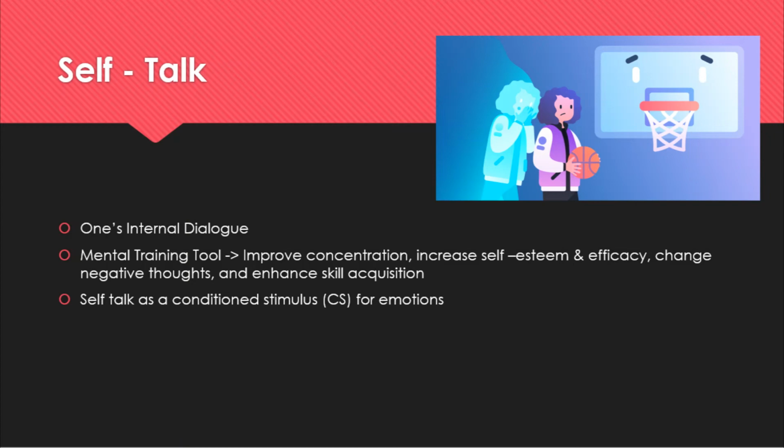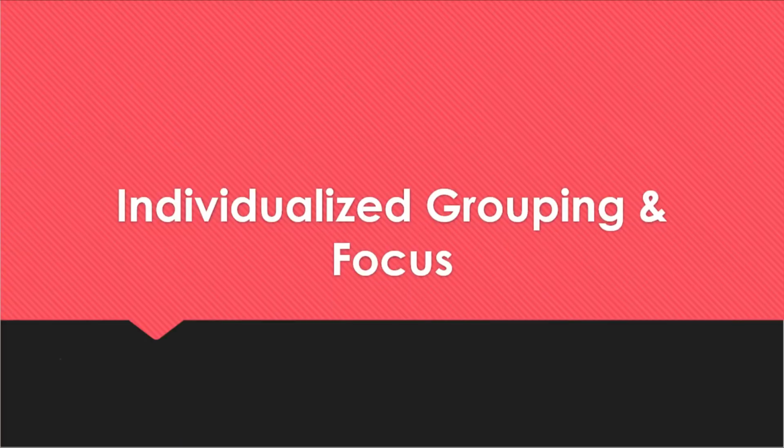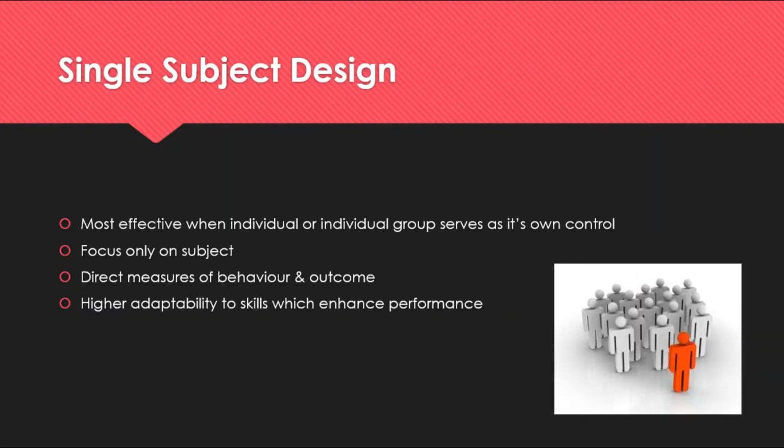ABA interventions can assist in improving self-talk. By analyzing the function the self-talk is supposed to serve, self-talk can function as a conditioned stimulus to elicit respondent components of emotions. When ABA interventions are implemented to enhance sports performance, the intervention is most effective when the individual or individual group serves as its own control.